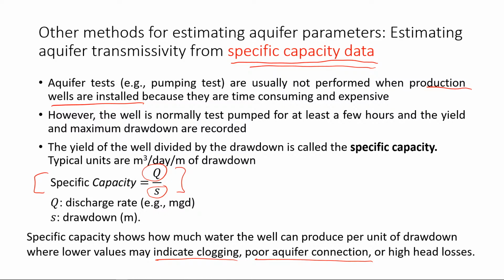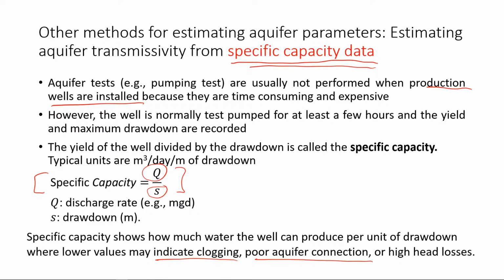So that's one thing you can learn from specific capacity, other than estimating transmissivity. You can also learn about poor aquifer connection, which would be due to inadequate well design, like a partially penetrating well, or your screen is short or poorly developed, or there is some drilling damage that limits the well's ability to access the full aquifer. So that could be a poor aquifer connection.